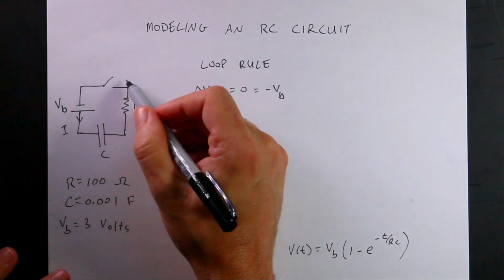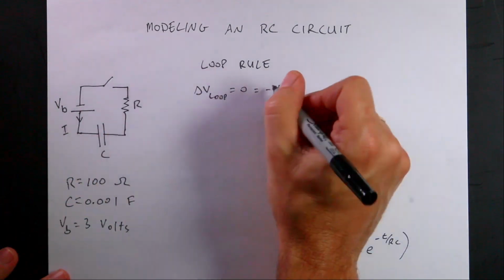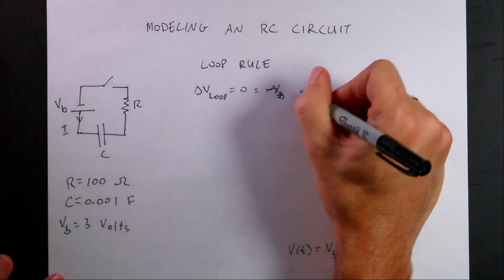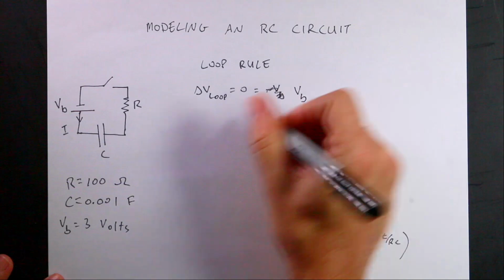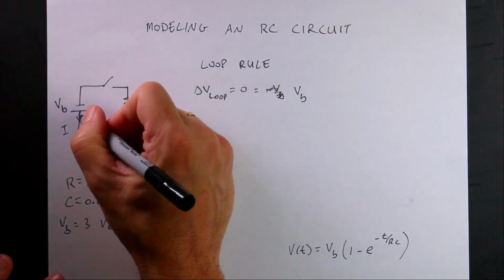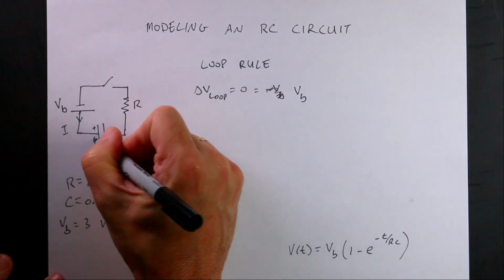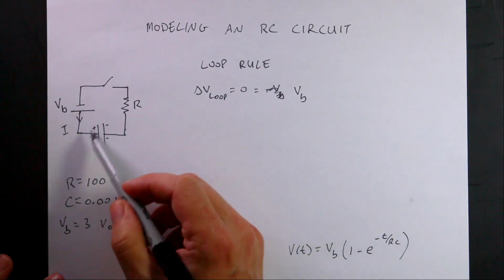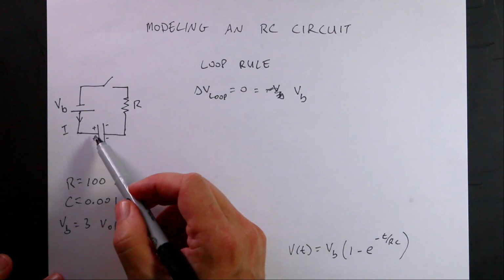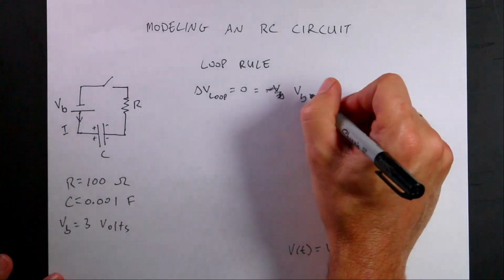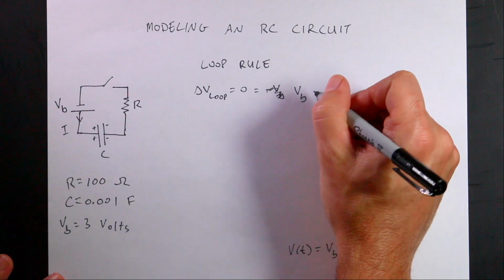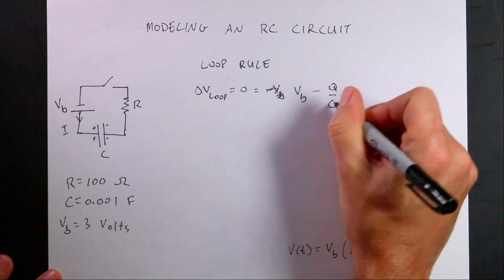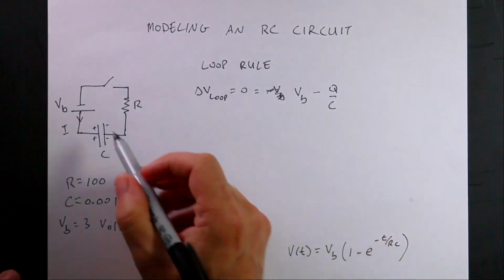Actually, I shouldn't go that way. Let's go this way. I changed my mind. So it's going to be plus VB. And then I'm going to have the capacitor voltage. If positive charges are flowing, this side's going to end up positive and that side negative. Whatever the voltage across that capacitor is, it's going to be final minus initial, so it's going to be negative. The voltage across the capacitor is Q over C, so it's going to be negative Q over C, where C is the capacitance.